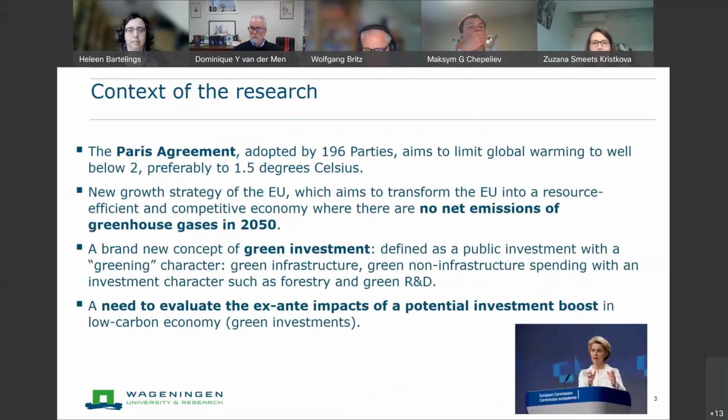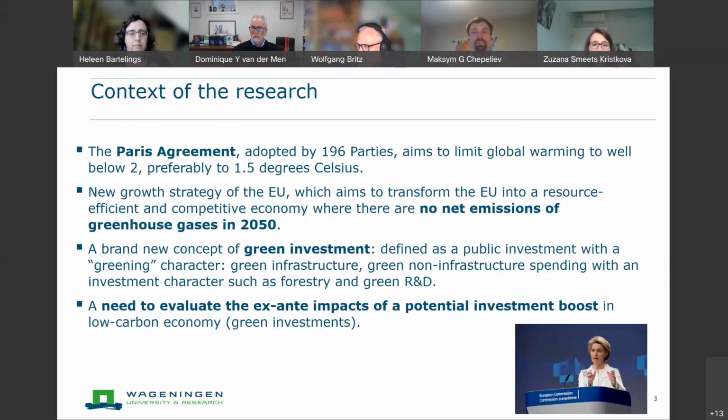During various sessions in this conference, we already talked about climate change mitigation and the importance of the Paris Agreement in limiting global warming. In this context, the European Union has responded with a new growth strategy, which is quite ambitious, and aims to transform the EU into a resource-efficient and competitive economy with no net emissions of greenhouse gases in 2050. So, Europe's man on the moon moment.